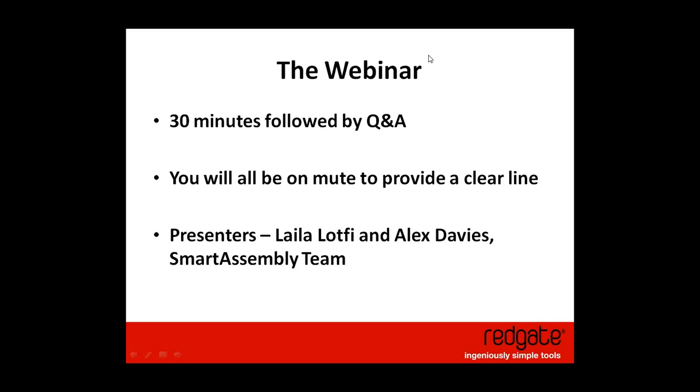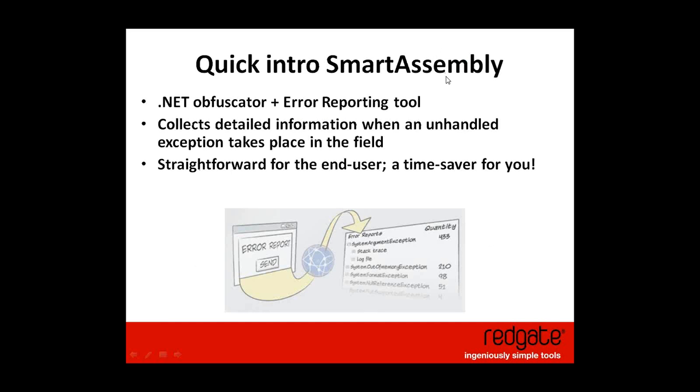I'll give you a quick 2-minute introduction to SmartAssembly, to put things into context, and then I'll hand you over to Alex for the demo. So what's SmartAssembly? SmartAssembly essentially does two things at the moment. It's a .NET obfuscator and an error reporting tool. And in this demo, we will focus solely on the error reporting functionality.